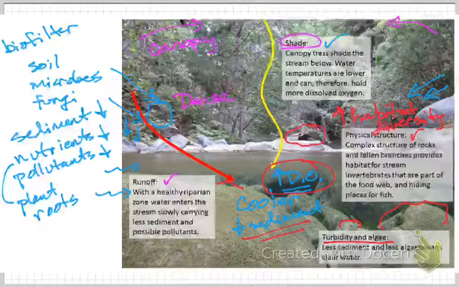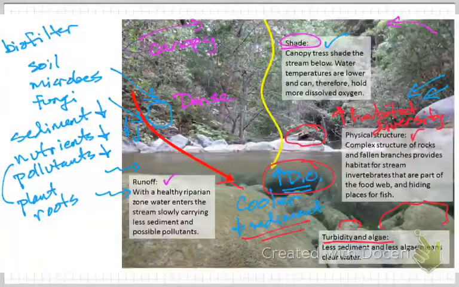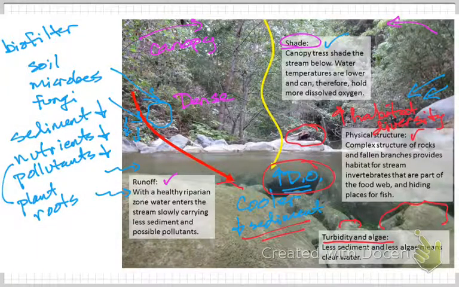And then the last thing it could potentially do that I want to talk about is it creates a place where sunlight can be absorbed, the heat from the sun can be absorbed.